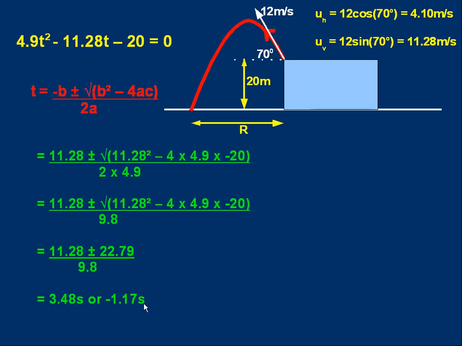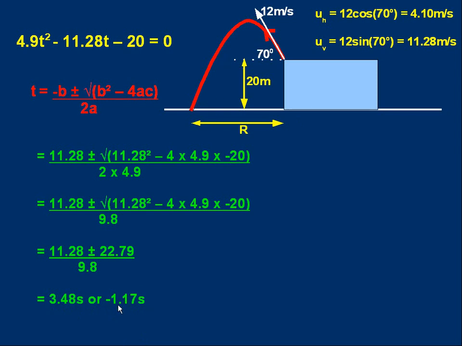It actually refers to the time before launch that this projectile would have been at ground level here. But let's not worry about that. We can ignore the negative time as it's not physically meaningful in this problem. The answer is it's in the air for 3.48 seconds. It goes up and comes down again. That whole thing takes 3.48 seconds.